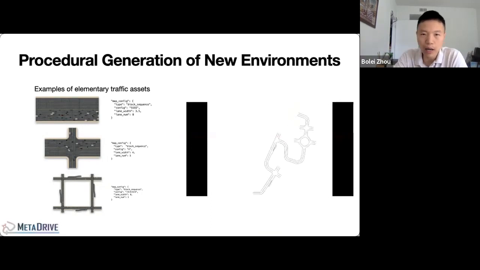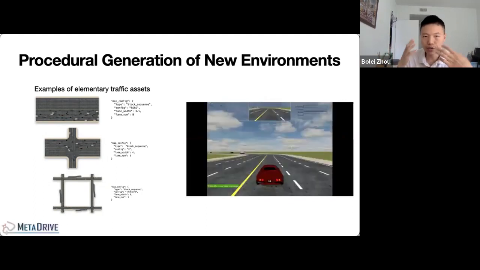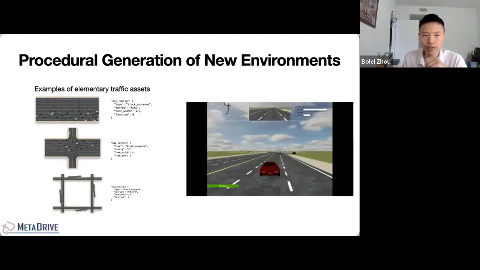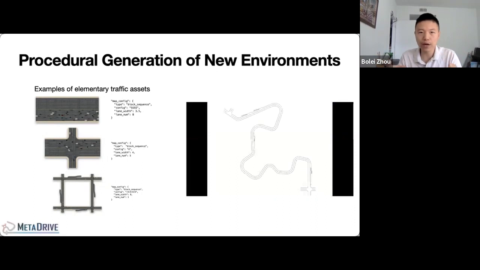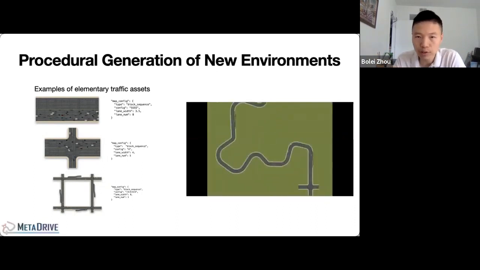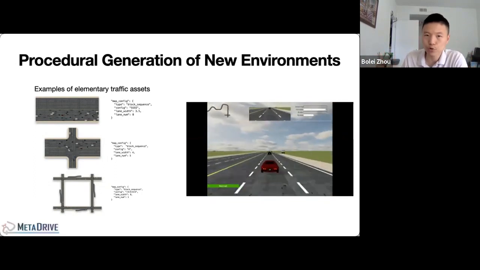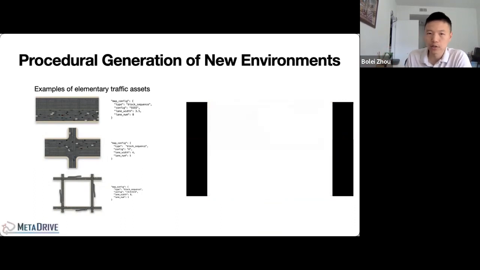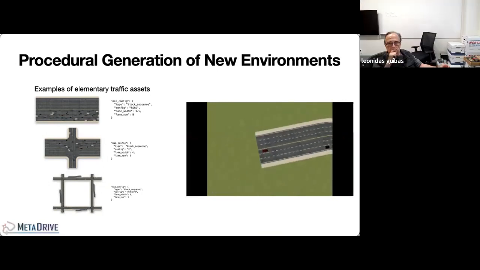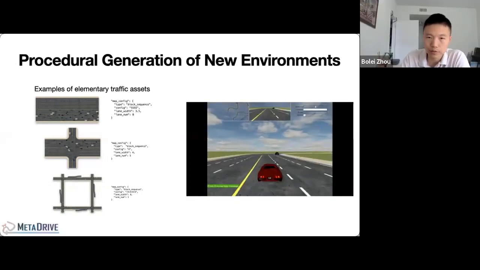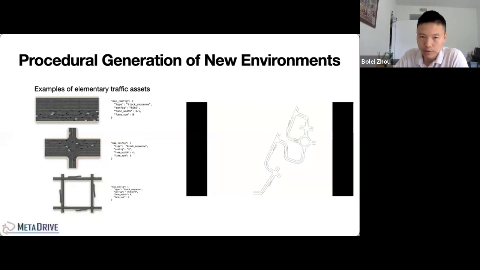Then we further developed a search-based algorithm that can randomly sample from the predefined traffic assets. It's more like playing with Lego blocks. We can glue them together and turn them into a road network. Then each road network can be further turned into an interactive environment where we can train or test our agents. This video shows you this sampling process. After we generate the road network, we can turn it into an interactive environment, then we can place a vehicle inside and run some tasks.